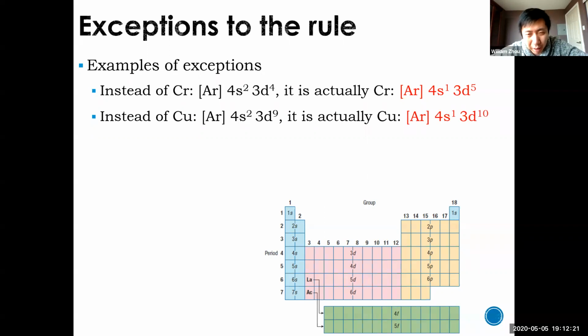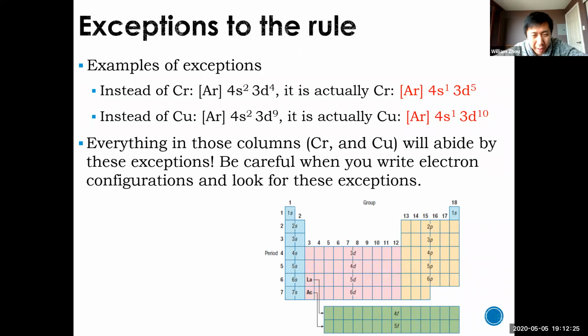All right, and this applies not just for chromium and copper. You apply it to every single element down those columns. Okay, they all have the same pattern. You never ever have a d4. You never ever have a d9.